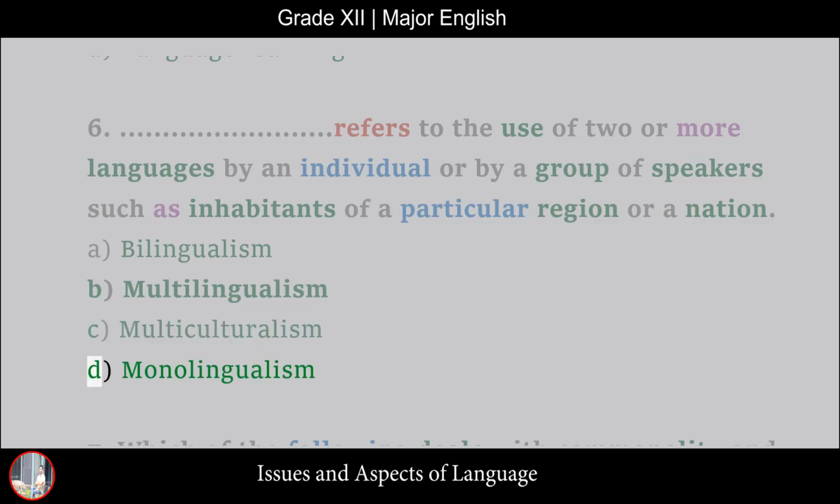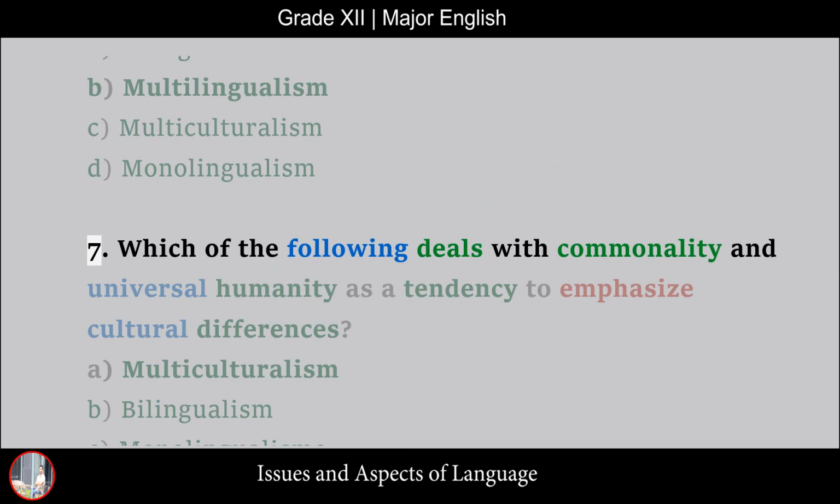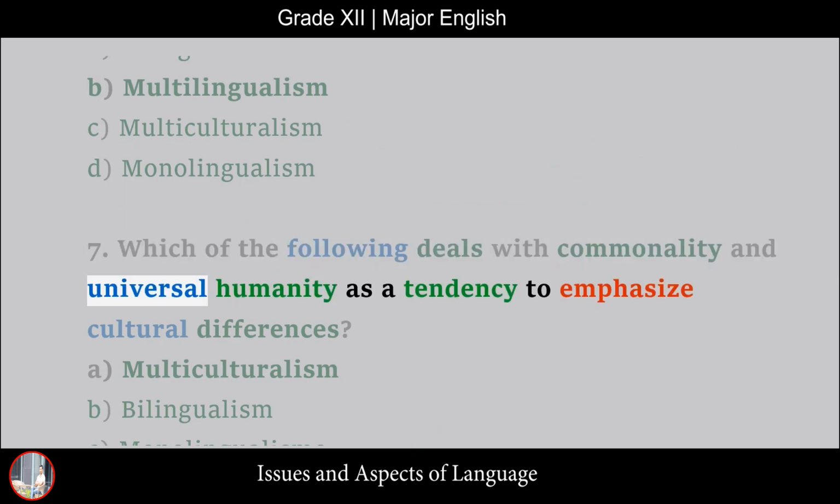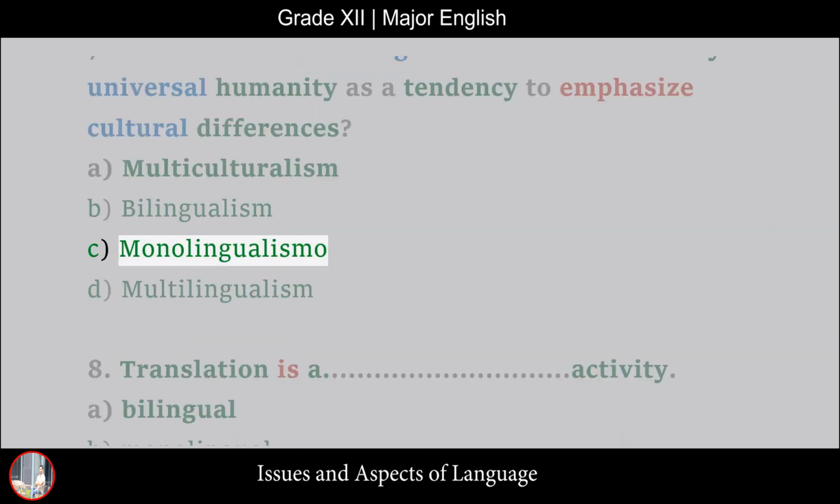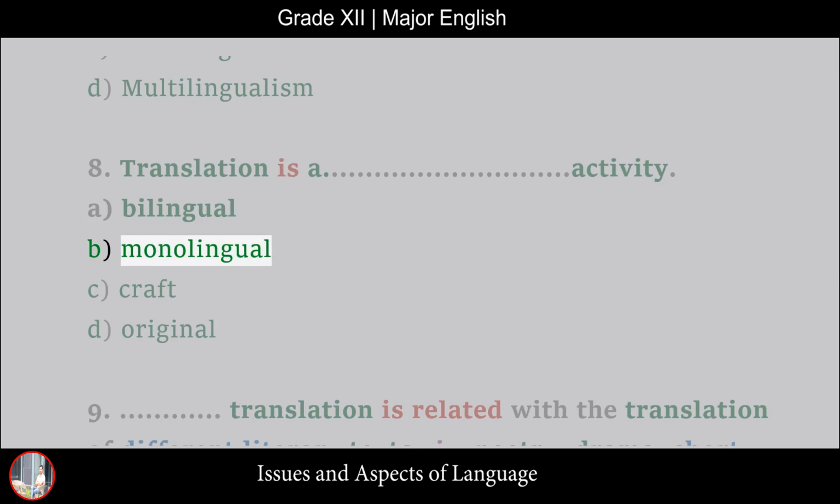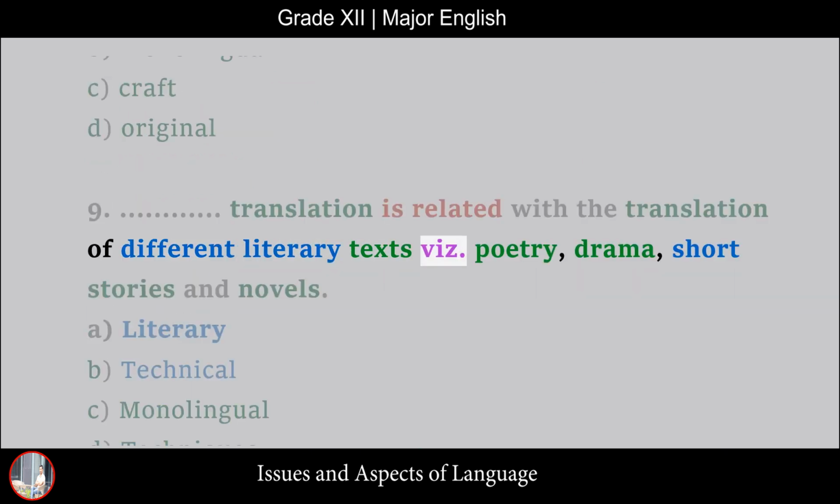C. Multiculturalism. D. Monolingualism. 7. Which of the following deals with commonality and universal humanity as a tendency to emphasize cultural differences? A. Multiculturalism. B. Bilingualism. C. Monolingualism. D. Multilingualism. 8. Translation is A. Activity. B. Bilingual. C. Monolingual. D. Craft. D. Original.